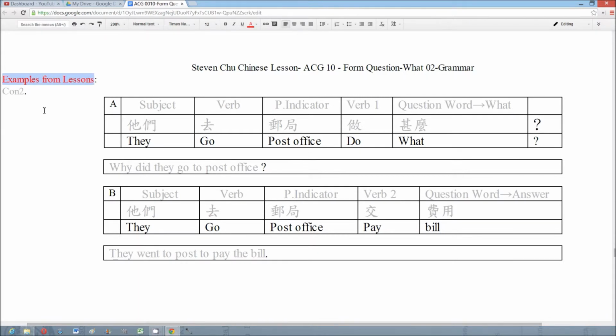We have some examples from the lessons. The first one is conversation 2. 他們去郵局做什麼? Why did they go to the post office? This question is also based on the basic sentence and combined with a place indicator. Subject, verb, place indicator, verb, and then the question word what.